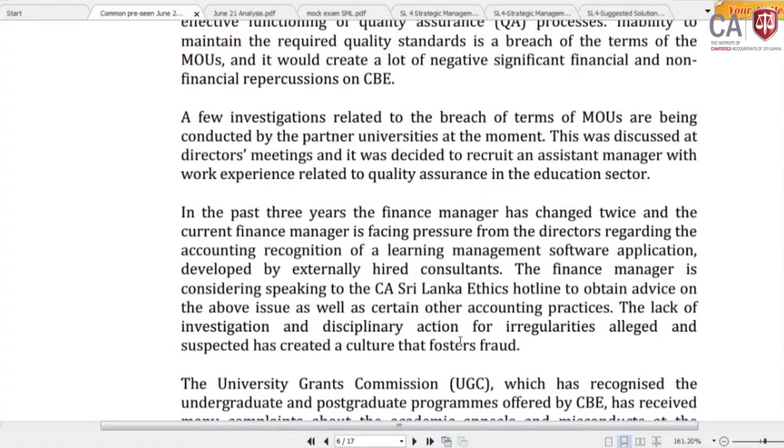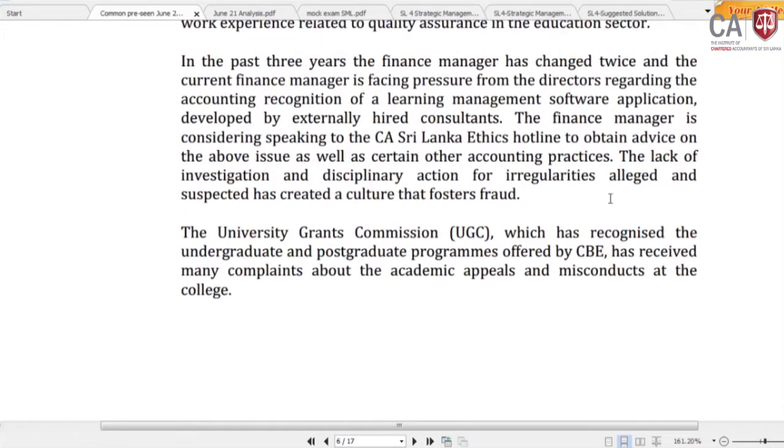Then the partner university has conducted some investigation regarding the breach of terms of the MOU. They have decided to recruit an assistant manager with work experience to address these quality issues. In the past 3 years, the finance manager has changed twice, and the current finance manager is facing pressure from the directors regarding the accounting recognition of the learning management software application developed by an externally hired consultant. The finance manager considers speaking to the CA Sri Lanka Ethics Hotline to obtain advice on the above issue as well as certain other accounting practices. The lack of investigation and disciplinary action for irregularities alleged and suspected has created a culture that fostered fraud. Then UGC also has received many complaints about this particular institute regarding the courses offered by them.